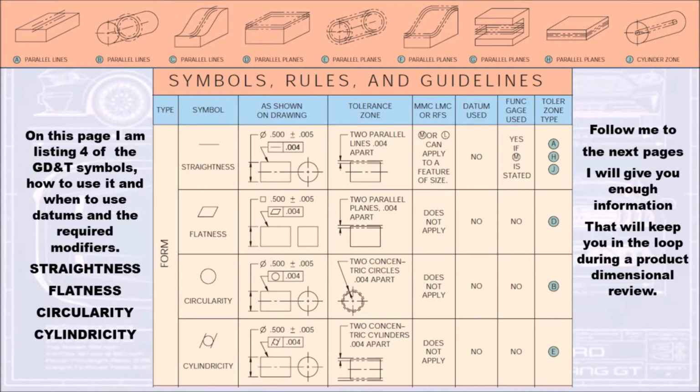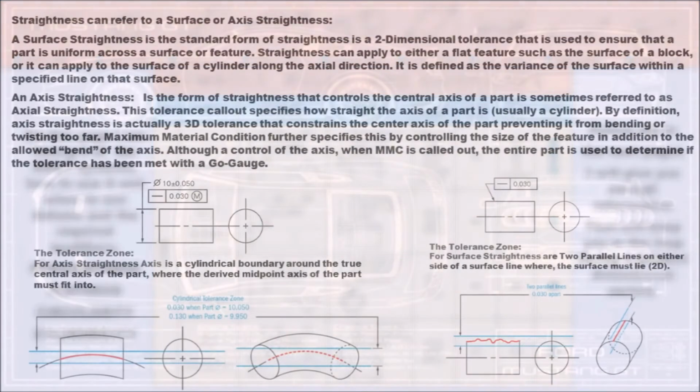On this page I am listing 4 of the GD&T symbols, how to use them, and when to use datums and the required modifiers. Follow me to the next pages. I will give you enough information that will keep you in the loop during a product dimensional review.